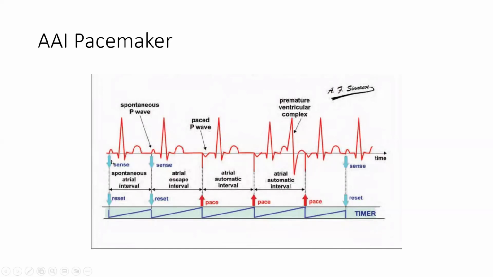The A wave is conducted through the conduction system to the ventricle. Again, the A wave is reset. Here, the A wave didn't occur and the interval ended, so it caused pacing of the B wave, which is conducted to the ventricle. Here again, a B wave is conducted to the ventricle.